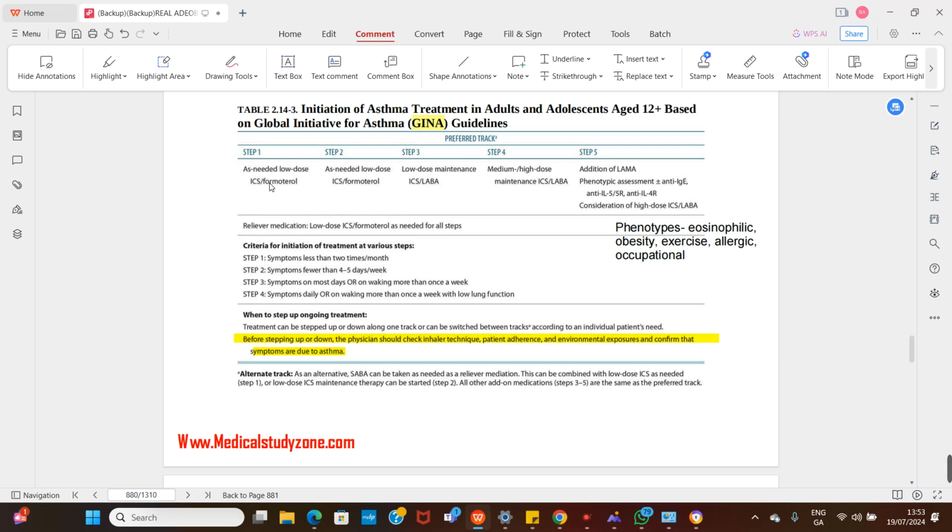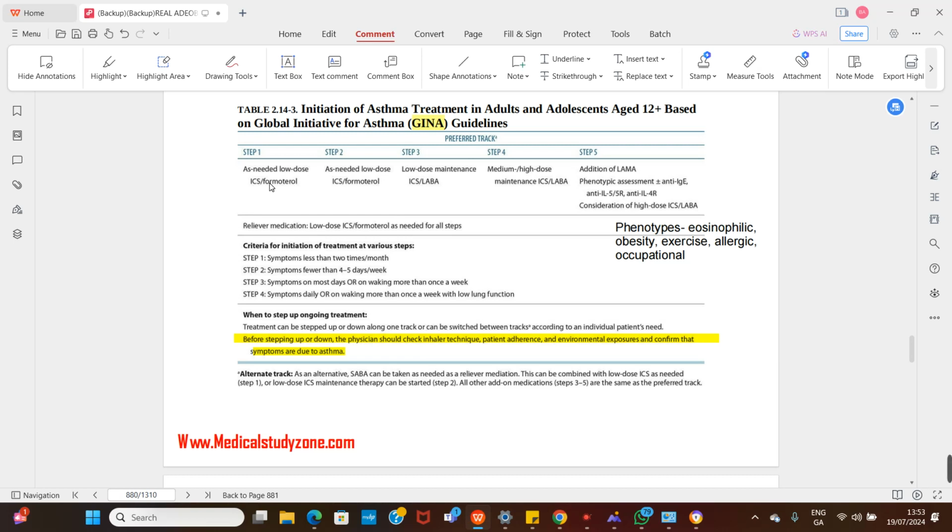But in step three, they're having the symptoms almost every day, or it wakes them up at least one night in a week. So they need something much more stable. You have to give them low dose maintenance every day, which means you are taking it every day. So you give them low dose ICS LABA every day. Step four, you can use medium dose or high dose daily ICS and LABA.